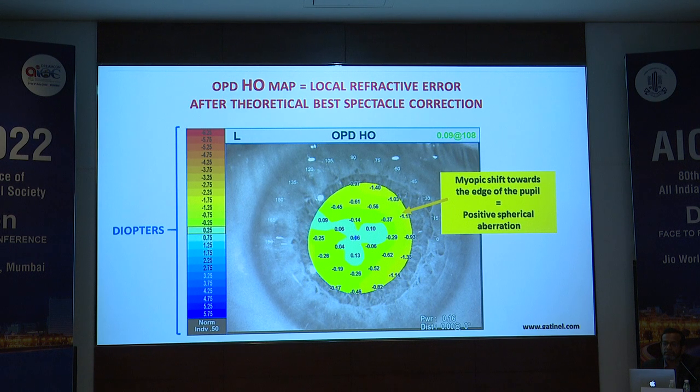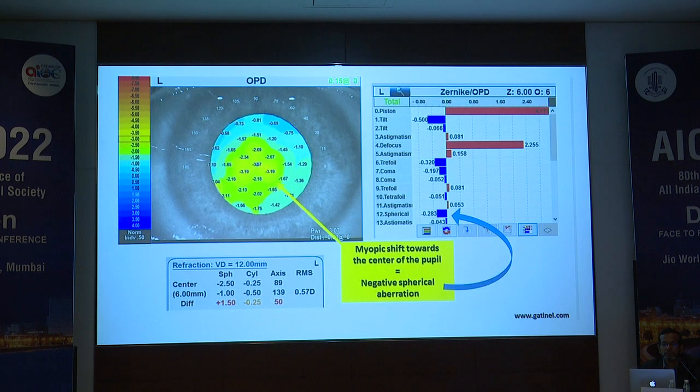And why is that? That happens because as you go towards the periphery, the angle of incidence increases. As the angle of incidence increases, the angle of refraction increases. Therefore, those rays don't focus on the retina. They come a little in front, and that's the basis of your spherical aberration.